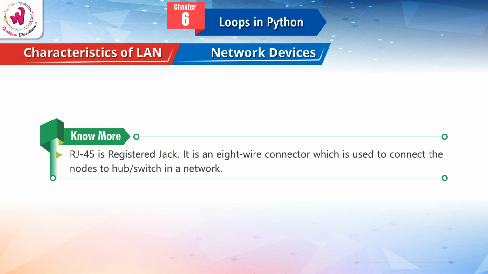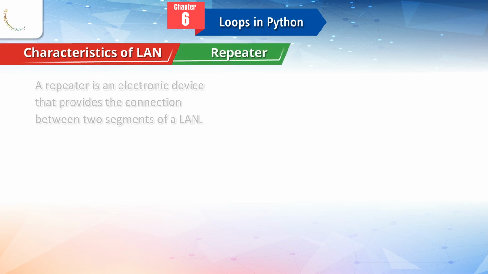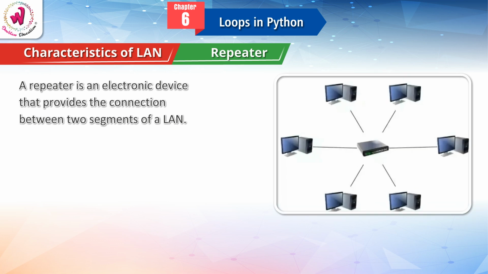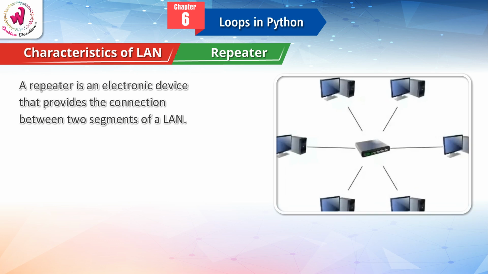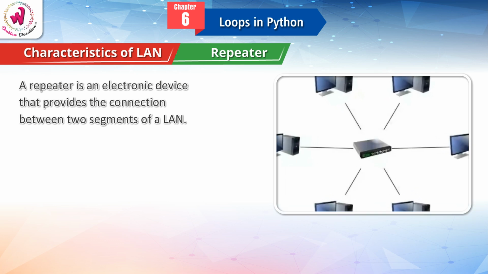RJ45 is registered jack. It is an 8-wire connector which is used to connect the nodes to the hub. Switch in a repeater. A repeater is an electronic device that provides the connection between two segments of a LAN.